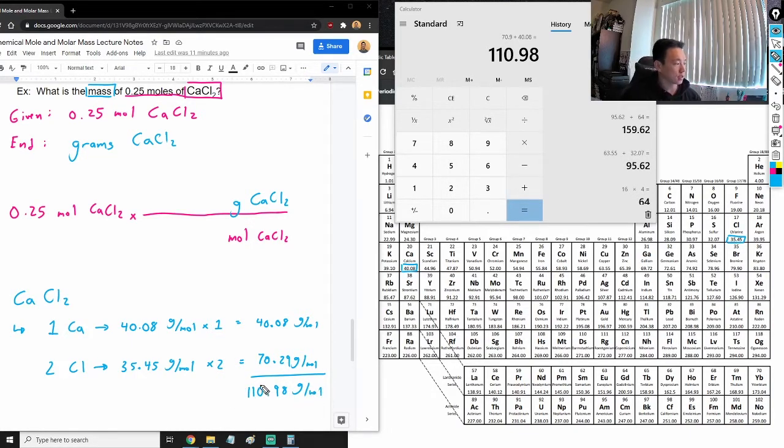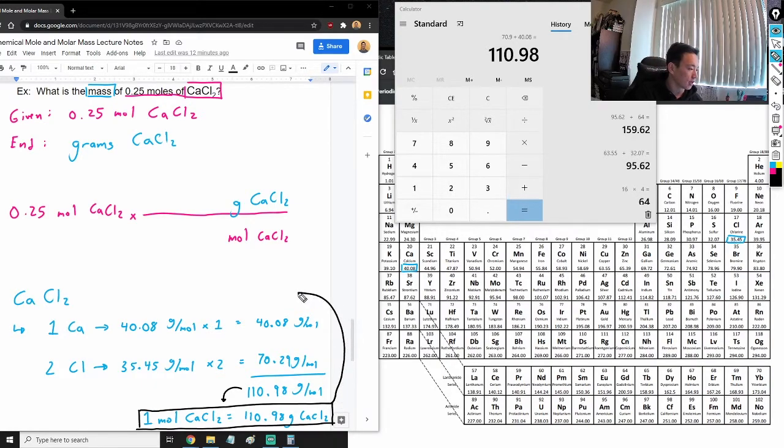Okay, what this tells us is that, remember, 1 mole of CaCl2 equals 110.98 grams of CaCl2. This is basically what the molar mass tells us. The molar mass lets us write an equation. It teaches us that 1 mole of that chemical has a mass of 110.98 grams. So what we can do is we can take this molar mass and plug it in to this fraction. It's an equation just like we did when we did normal dimensional analysis.